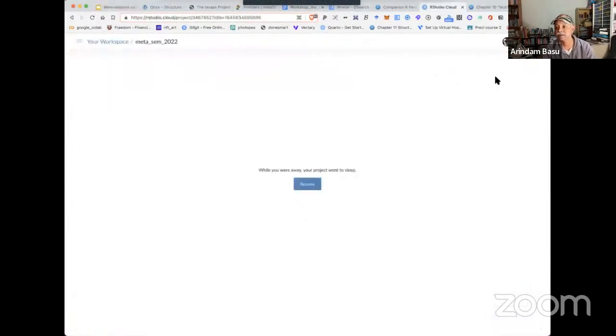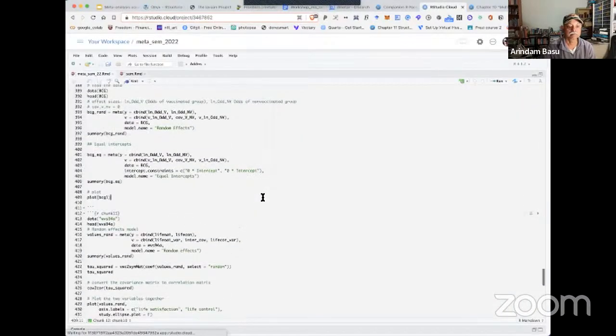There's a question in the chat. So 1 times alpha is LV, yes. Correct. So let me show it again to see how it looks, to see whether that makes sense to you.